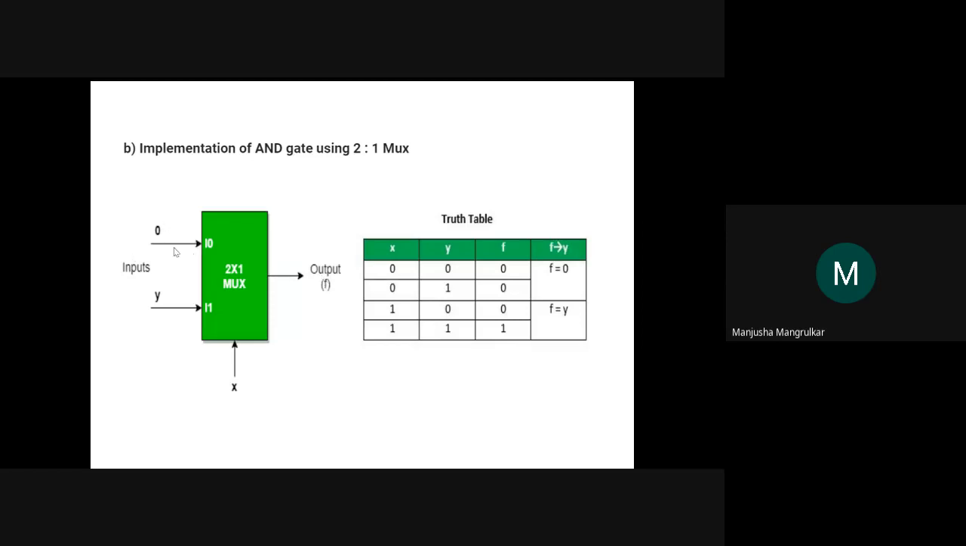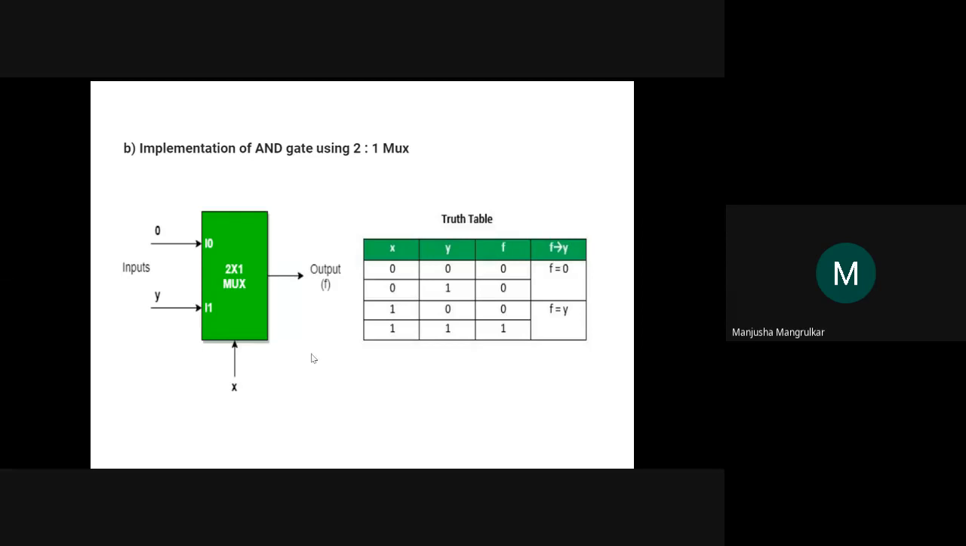So this data will not be represented if x is equal to 0. It will consider only the y data. Whatever y has, if y is 0, the output will be a 0. If y is 1, the output will be a 1. So f is equal to y. So this truth table satisfies the AND gate. So this mux has been designed as a 2 is to 1 AND gate, right?